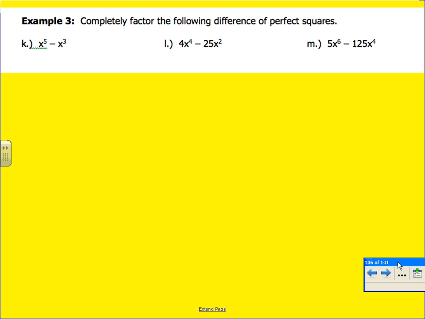For example, letter K. Yes, it's a binomial. Yes, it's a subtraction problem. But the way letter K is written right now, they are not perfect squares. The reason is there's a greatest common factor we can take out. So let's take out our x to the third, because the most you can take from each term are 3 x's. Okay, so I want you to ask yourself, if we take out 3 x's from each term, what are we left with inside parentheses?